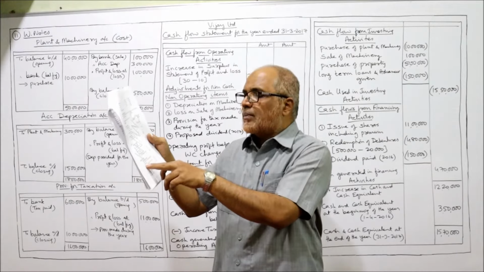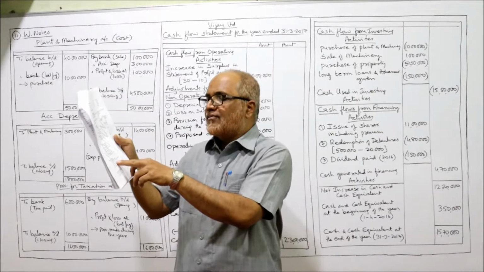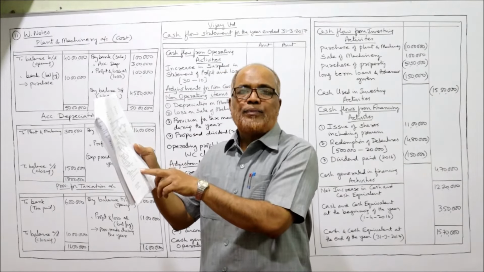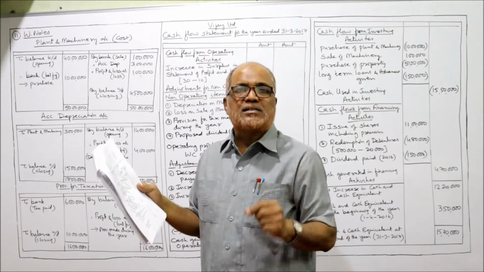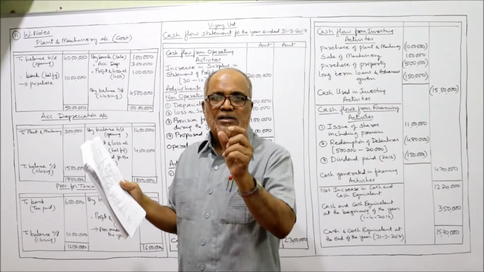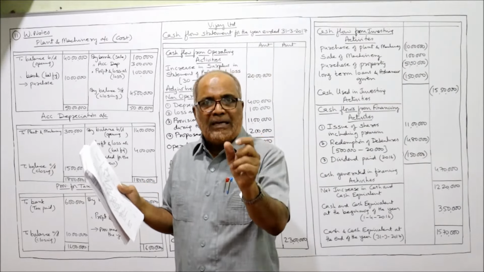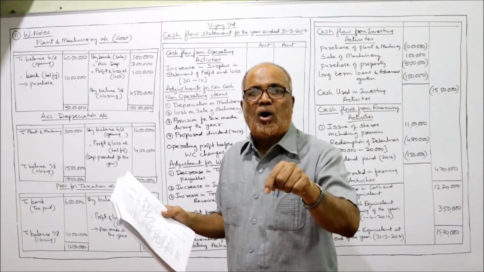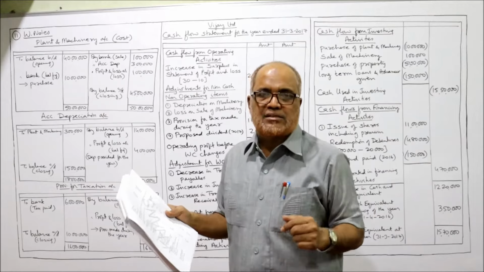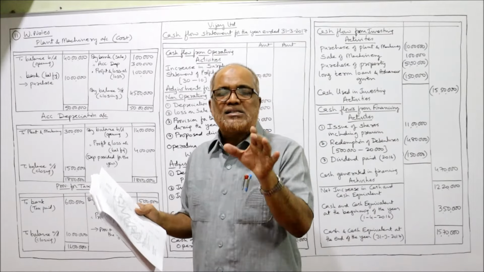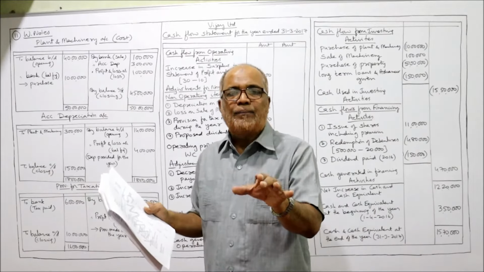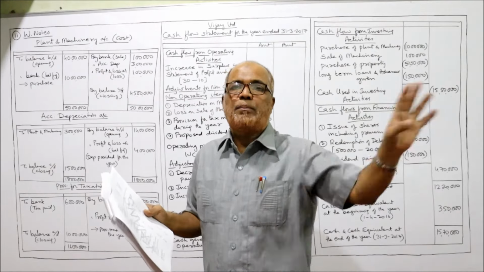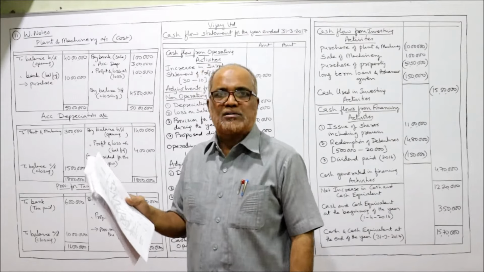In this reserves and surplus, we are having capital reserve, profit on redemption of debentures 0.2 lakh. 0.2 lakh means 20,000. So 20,000 is the profit on redemption of debentures. That means during the year some debentures are redeemed. At the time of redemption, 20,000 less rupees have been paid by the company to the debenture holders.